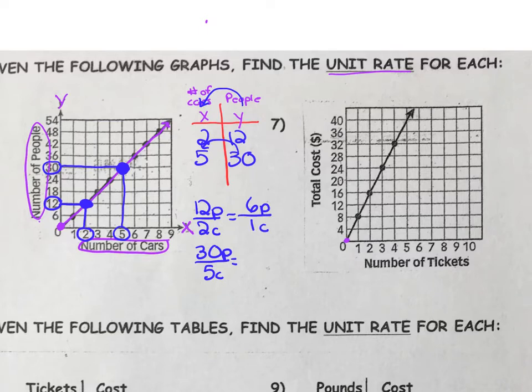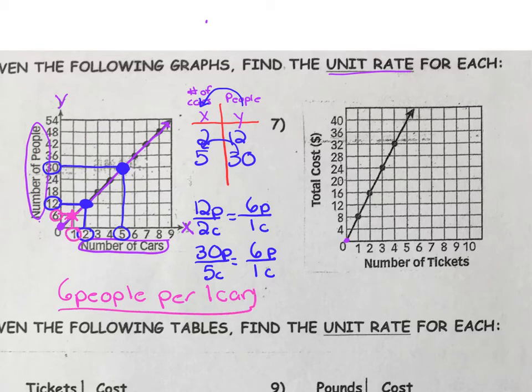And down here, we can divide a 5 out of each of those to get 6 people to every 1 car. In fact, if you look for your unit rate that states 6 people per 1 car, that unit rate lives right here, 1, 6. That's our unit rate. That's our amount per 1.